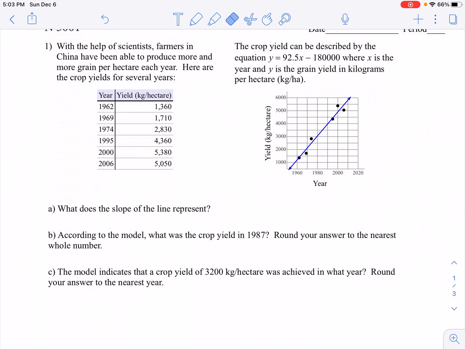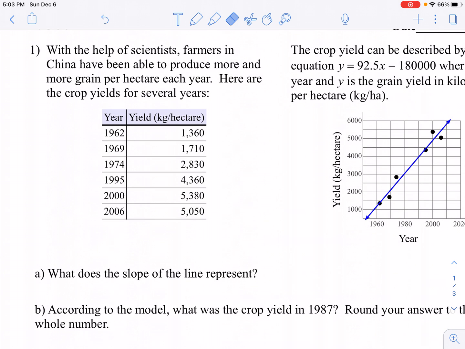All right, so we're going to look at some application problems for scatter plots. In this situation, we're told that with the help of scientists, farmers in China have been able to produce more and more grain per hectare each year. Here are the crop yields for several years.